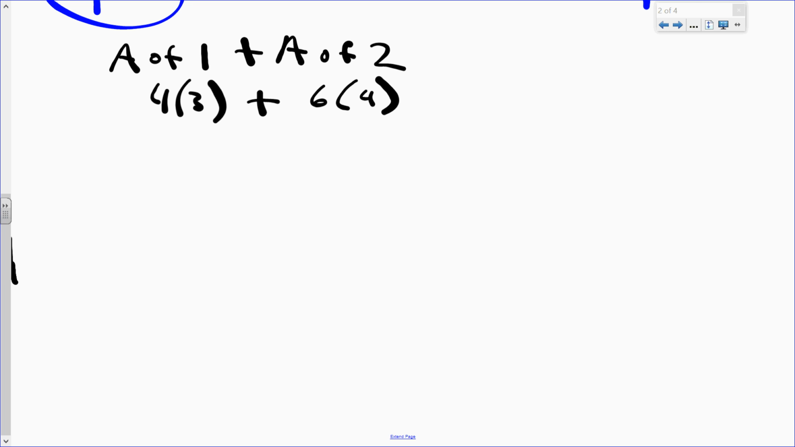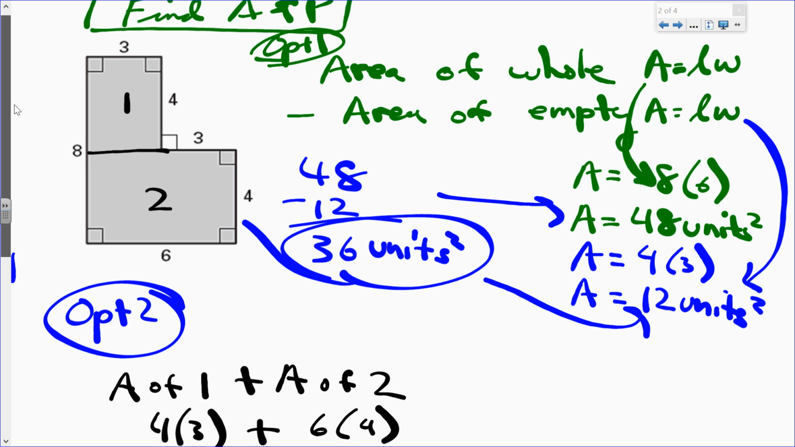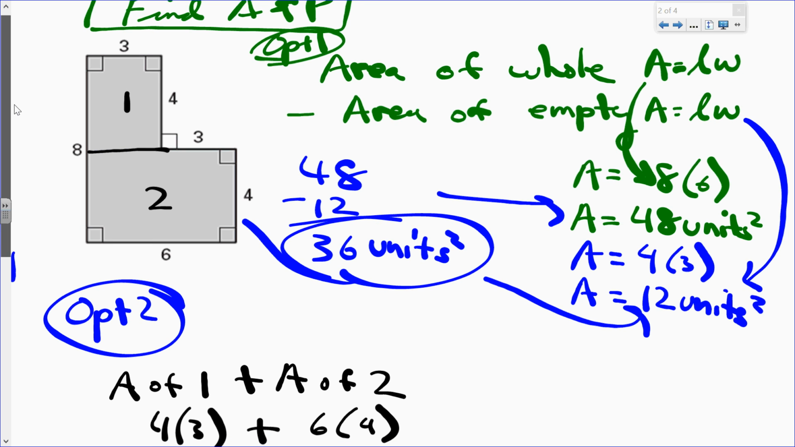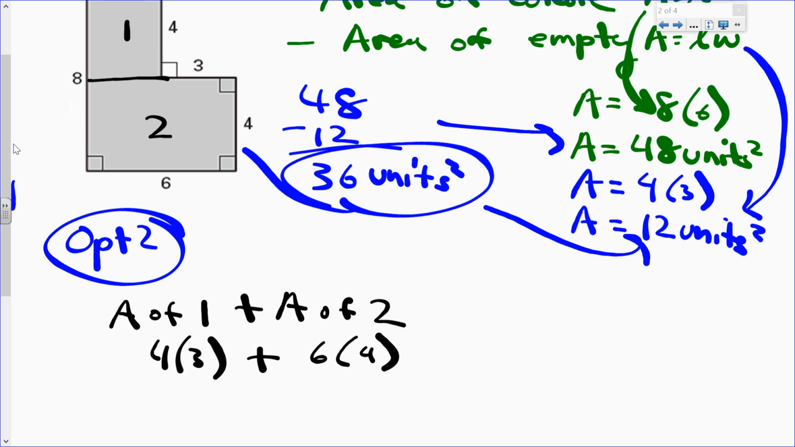Any questions so far? It's hard to read some of you this morning, whether you're with me or not. Some of you are with me, some of you are like, I don't know. Question? Okay, so look at this bottom rectangle. How do you find the area of a rectangle? Length times width. Here's your length, 6. Width is 4.